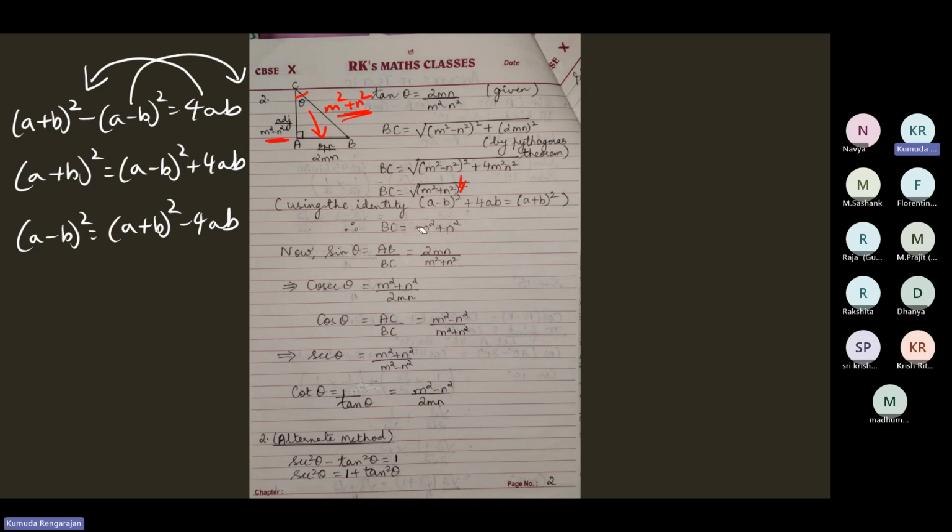So find sine theta and cos theta, and using reciprocal ratios, the reciprocal of sine theta is cosecant theta. So simply take the reciprocal of this, and the reciprocal of cos theta is secant theta. And tan theta is already given to you in the question, 2mn by m square minus n square. So cot theta is the reciprocal of tan theta. Reciprocal of tan is cot, so m square minus n square by 2mn.